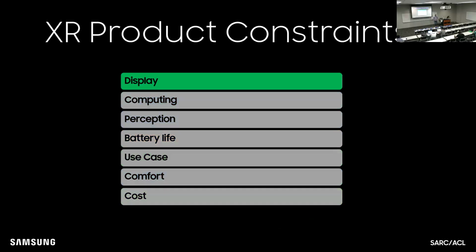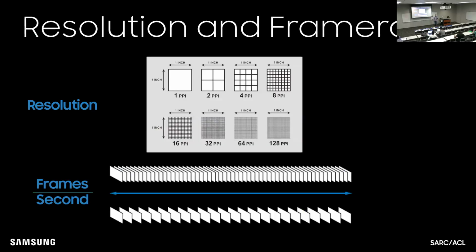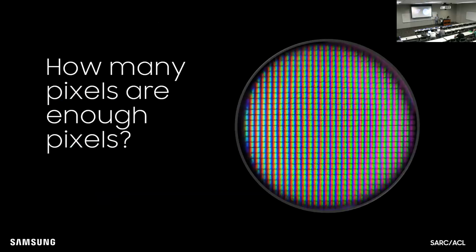First thing is display. So hopefully a lot of you have heard the terms resolution and frame rate. Resolution is how many pixels, and frame rate is how fast the scenes change, how many frames you get per second. The question I have is how many pixels are enough pixels? It's a very interesting constraint not many people think about.